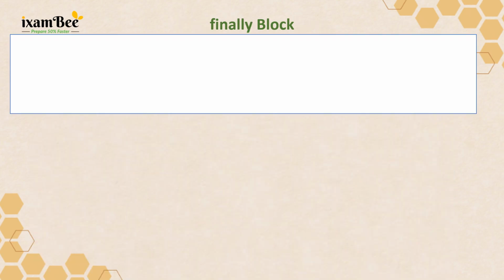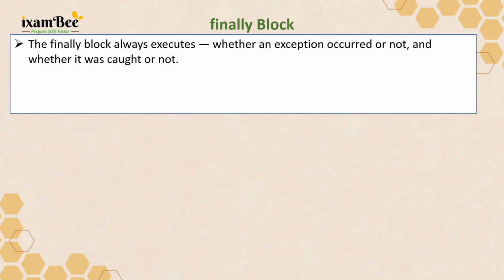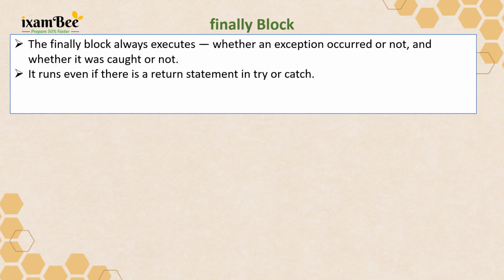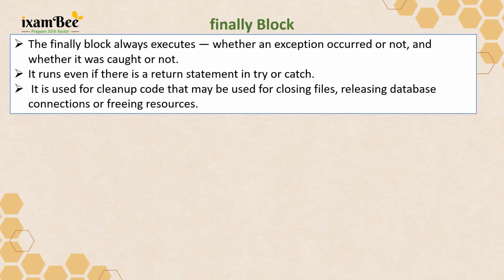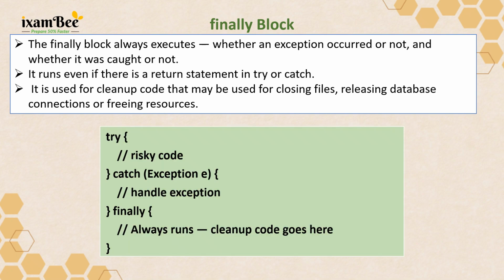Finally is a very important block in the exception handling mechanism of Java. It always executes whether an exception occurred or not and whether it was caught or not. It runs even if there is a return statement in try or catch. It is used for cleanup code that may be used for closing files, releasing database connections, or freeing the resources.